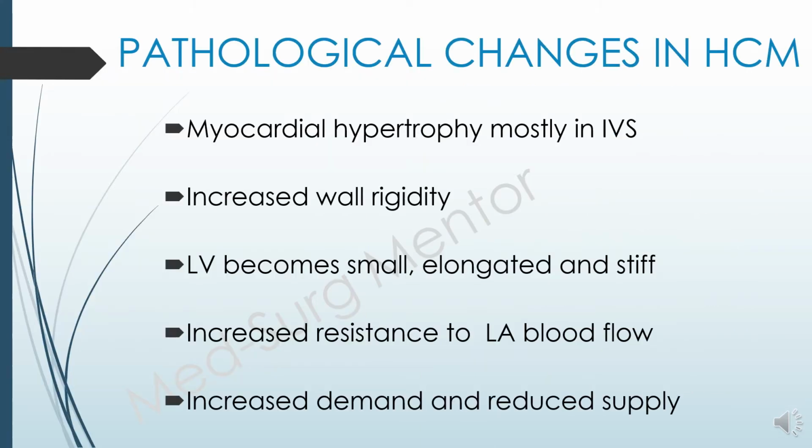Pathological changes in hypertrophic cardiomyopathy. The main cause of hypertrophic cardiomyopathy is genetic factors. Due to this, the heart muscle tissue becomes abnormally thick and rigid. Thus, the chambers become narrow and elongated. As a result, there is an increase in resistance to pump blood out of the heart. Gradually, the heart is unable to relax and fill, which leads to heart failure and other complications.